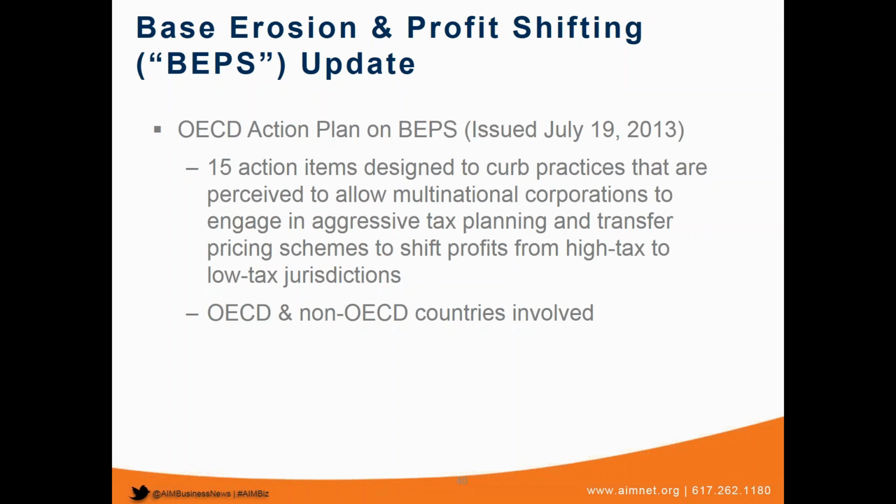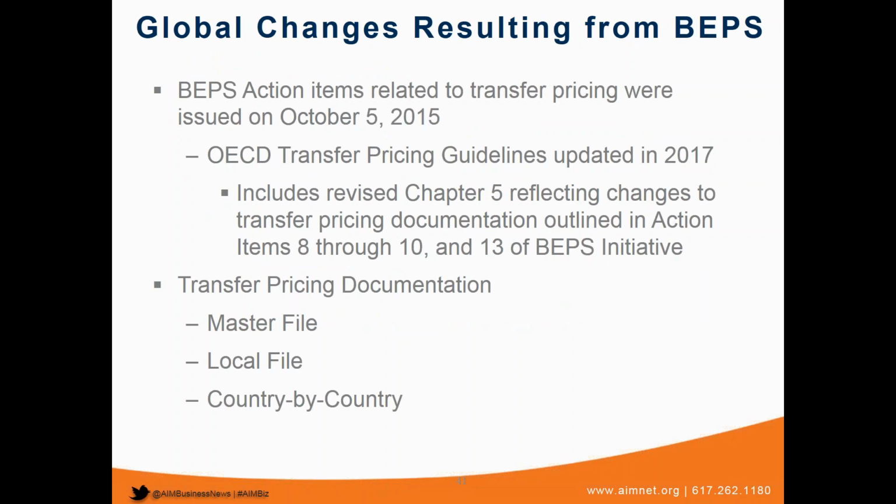But the reason why I want to talk about BEPS is because it's really the genesis of the international tax implications in this federal tax reform. And what it is, the OECD countries, all 34 members, as well as some non-OECD countries, were involved in developing this 15-point action plan. And the point of the plan is to curb practices that allow multinational companies to engage in aggressive tax planning, to shift profits from high tax jurisdictions to low tax jurisdictions. You heard Alan talk about the trillions of dollars that are parked overseas. Well, what we see with this tax reform is taking this base erosion and profit shifting and getting some of that money back here into the United States.